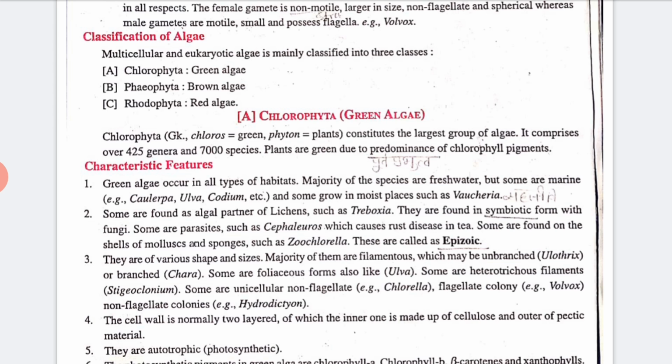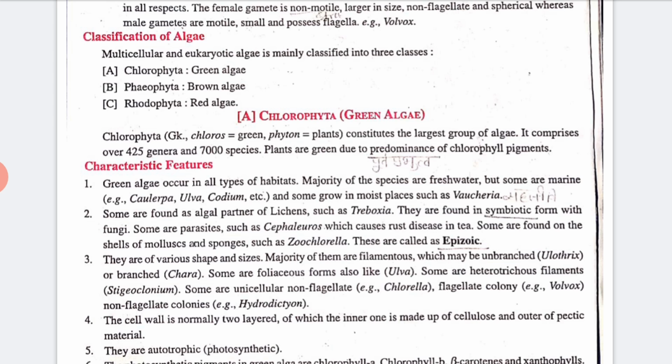We can see that green algae have some characters. Green algae occur in all types of habitat. The majority of these species are freshwater, but some are marine, and some grow in moist places, such as Vaucheria. Some are found in association like lichens, in symbiotic form with fungi. They have various shapes and sizes, and the majority of them are filamentous, either unbranched or branched. In this way we can also divide them into branched and unbranched algae.